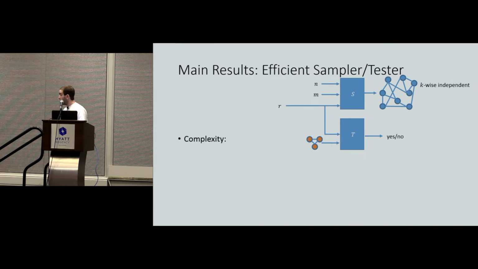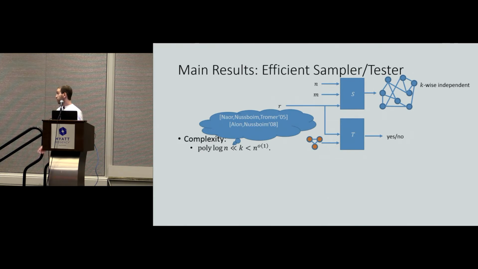Okay, so let's talk about the complexity of the sampler and tester. So the sampler is efficient in N and M, which means that it runs in time polynomial in N and M. The parameter k, the independence parameter, is greater than any polylogarithmic term in N. But it is smaller than n to the little-o of 1, which means that it is smaller than n to the epsilon for every positive epsilon. Okay, but previous works show that in this regime, k-wise independence is indeed a good model of pseudo-randomness. Okay, so this is about the complexity of the sampler.